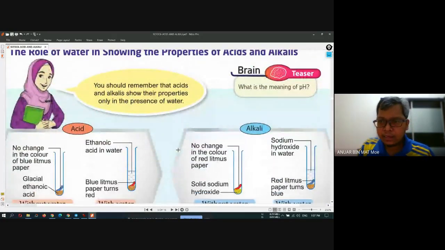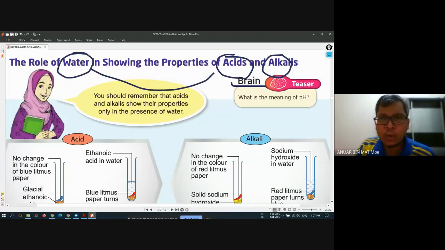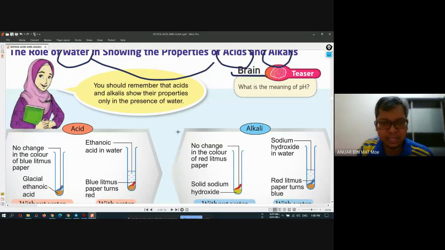You must understand also, it only shows the property of acid and alkali when there is water. Just remember that. For example, soap, you must dilute the soap in water, then you can test it with pH paper. When you just use dry soap only, it will not show the properties of acid and alkali. You must dilute it with water first.